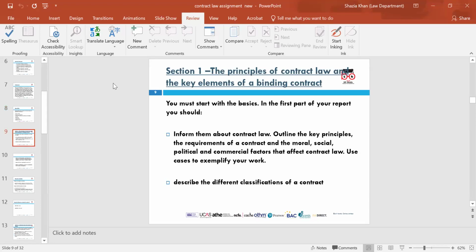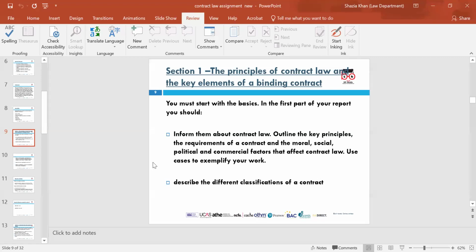So section 1 of the assignment, the principles of contract law and the key elements of a binding contract. So you must start with the basics. In the first part of your report, you should include number 1, so the first bit of it, inform them about contract law, outline the key principles, the requirements of a contract, and the moral, social, political, and commercial factors that affect contract law. Use cases to exemplify your work. Make sure that is your heading as well, okay? Make sure you are doing each element as requested in that, okay? That's your assessment criteria within the assignment.